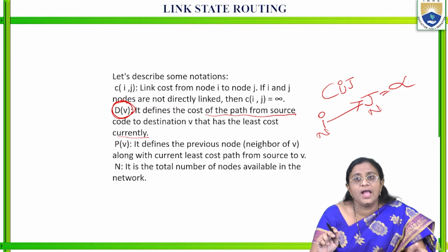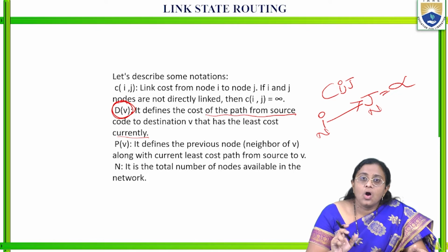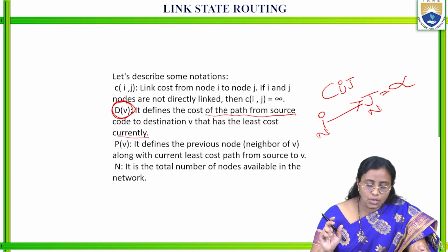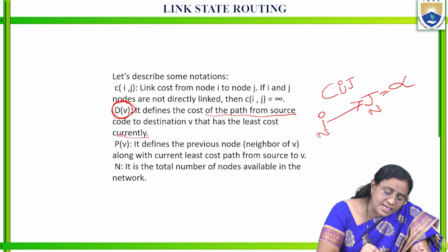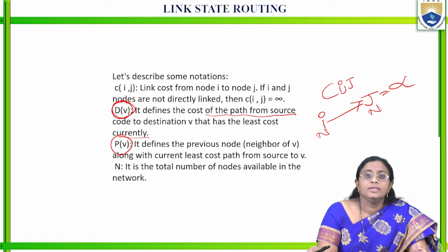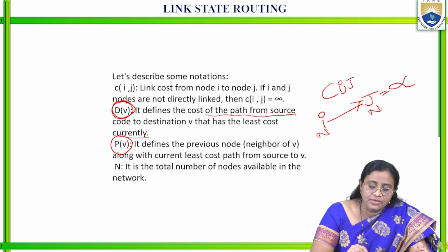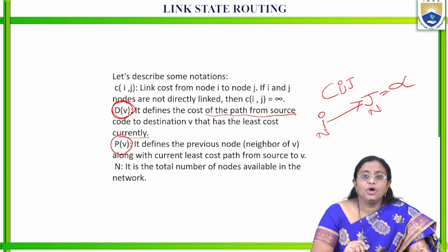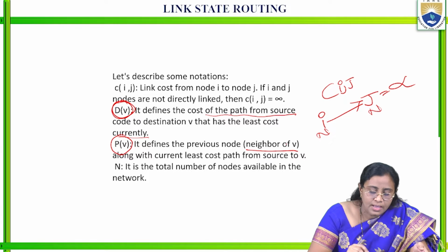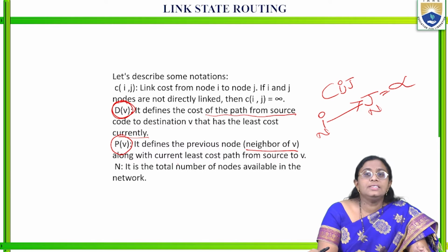V has been defined as the least cost currently, the path on which the packet will be sent from one node to another node. Coming to the second term in the equation, P of V, it defines the previous node. D of V is nothing but the cost of the path. P of V defines the previous node, that means the neighbor of V along with the current least path from source to V.